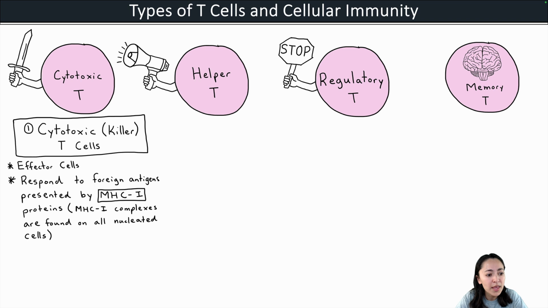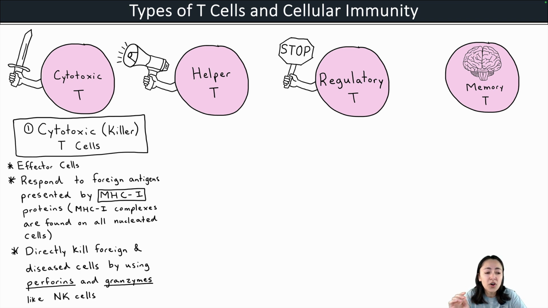Cytotoxic T cells respond to foreign antigens that are presented on MHC1 proteins. MHC1 complexes are found on all nucleated cells of the body, so that's an important thing to remember. So every cell in your body that has a nucleus has MHC1 complexes on it, whereas MHC2 proteins are only going to be found on antigen-presenting cells.